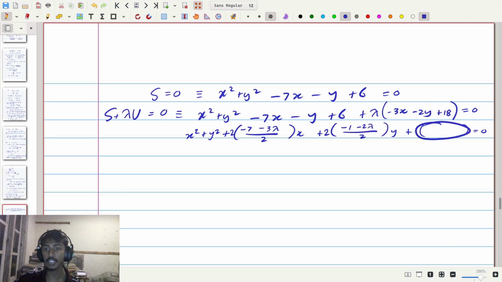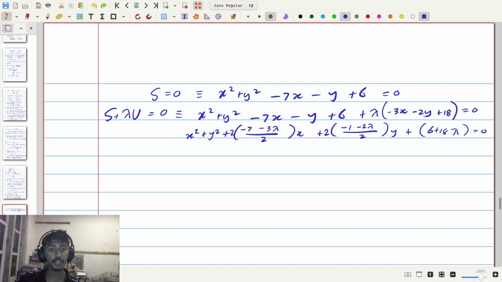And for the constant term, we just have all of the constant terms from this part and this part, which is going to be 6 plus the 18 times lambda here. So we can write 6 plus 18 lambda, and that is that. We now have the format we want. So here we have f1 equals minus 7 over 2, g1 equals minus 1 over 2, and c1 equals 6. And over here we have this as f2, this as g2, and this as c2.